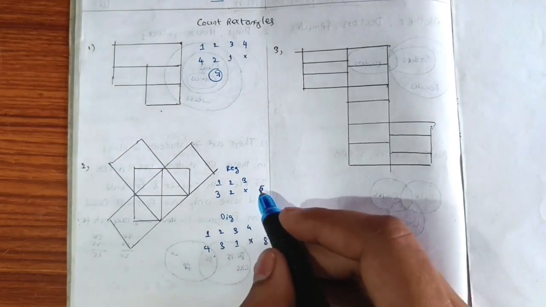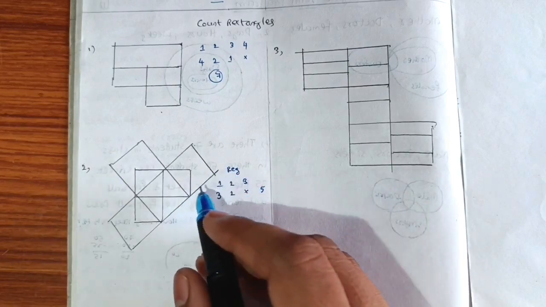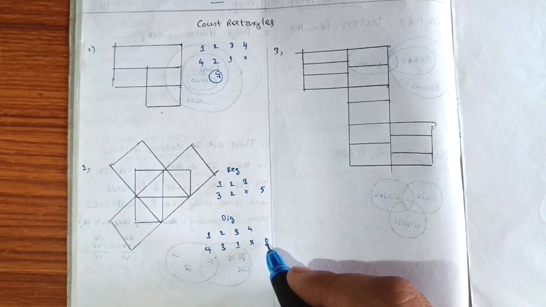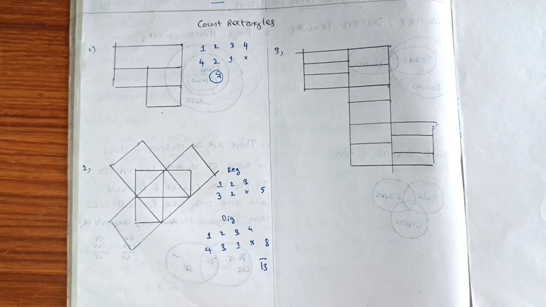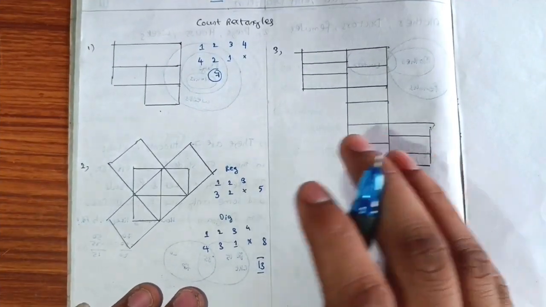Now add all this: 4 plus 3 is 7, 7 plus 1 is 8. Now add these two things, the number of rectangles of the regular ones and the diagonal ones: 5 plus 8 is 13 rectangles in this figure. Now let us move to the third question.